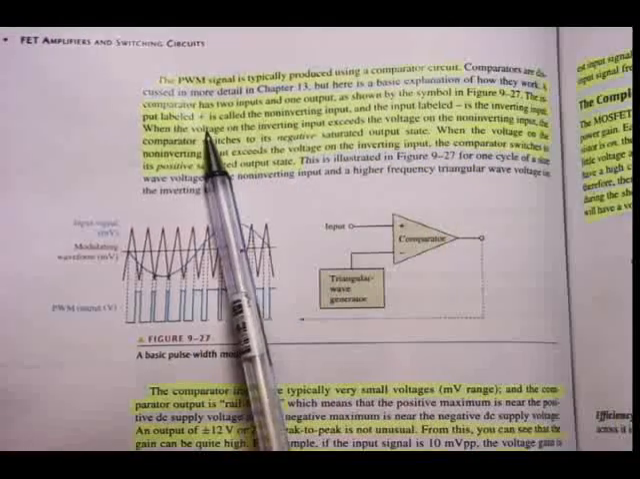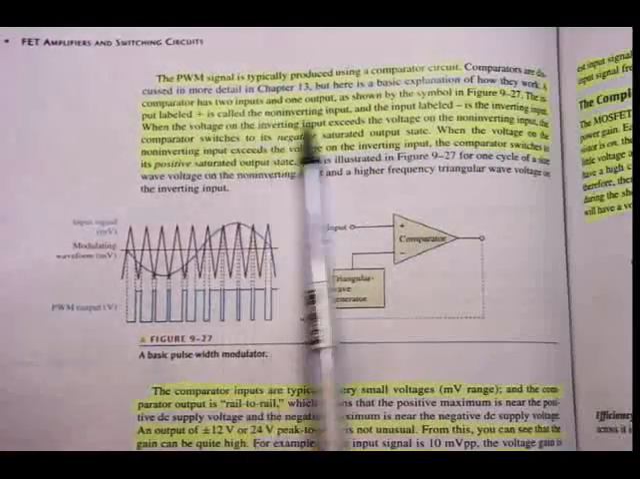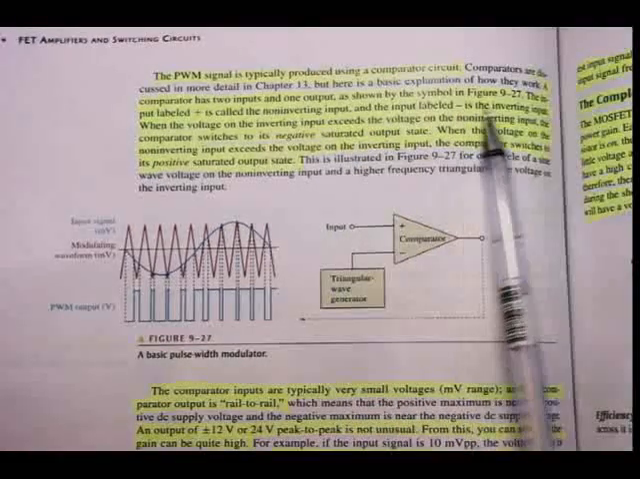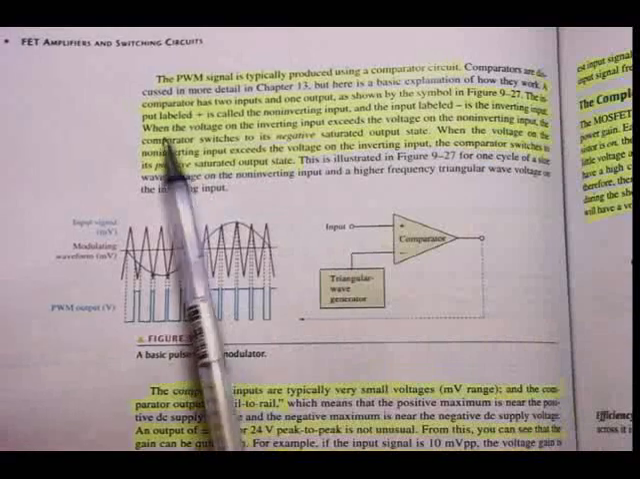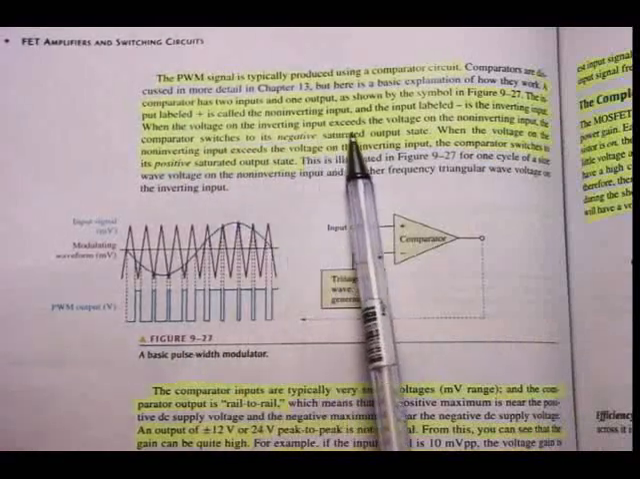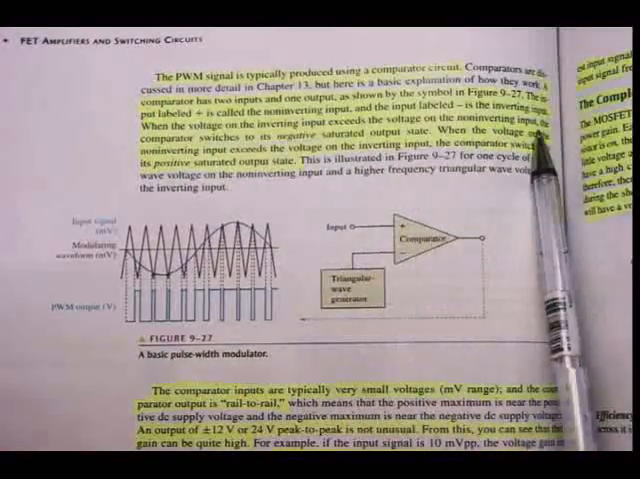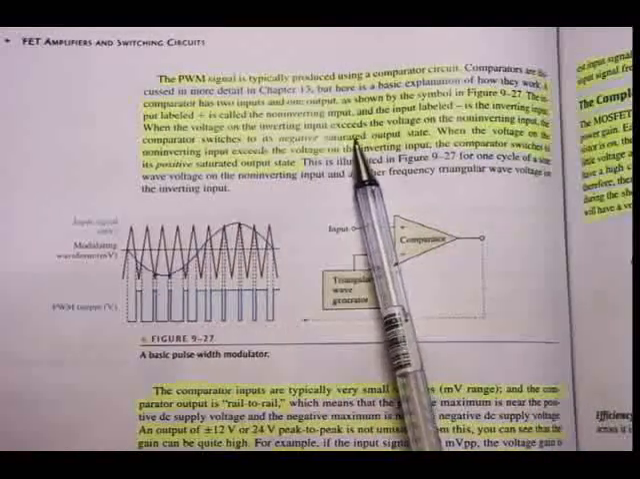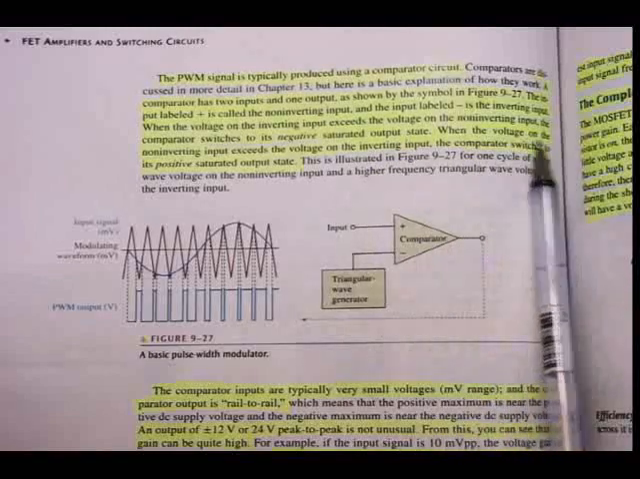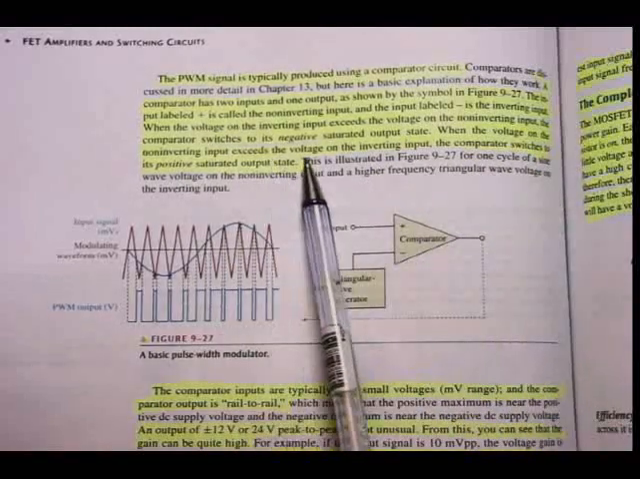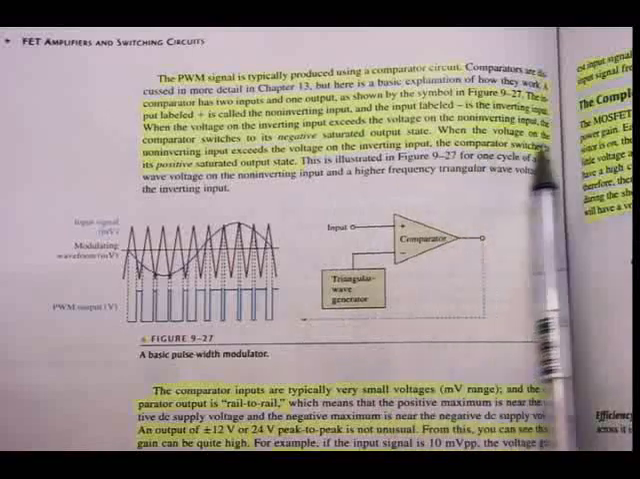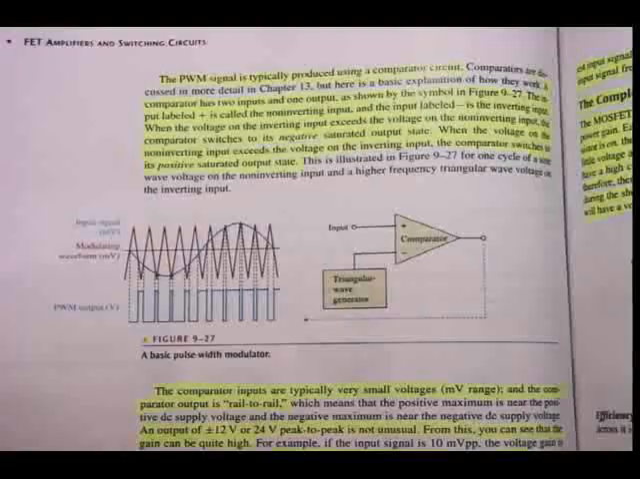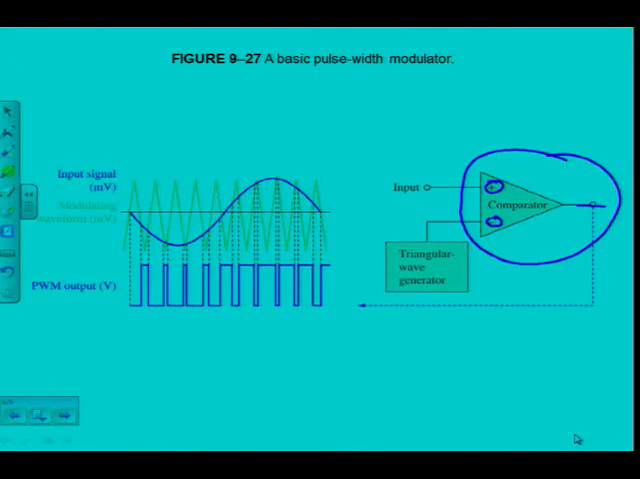The input labeled with a positive sign is called the non-inverting input, and the input labeled with a negative sign is the inverting input. So, when the voltage on the inverting input exceeds the voltage on the non-inverting input, the comparator switches to its negative saturated output state. When the voltage on the non-inverting input exceeds the voltage on the inverting input, the comparator switches to its positive saturated output state. See that again here in the figure.